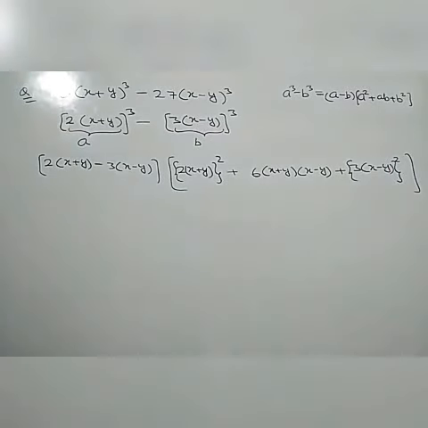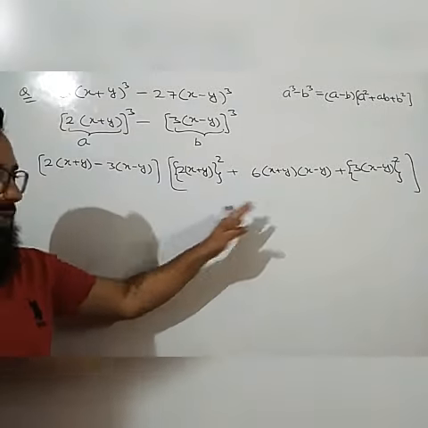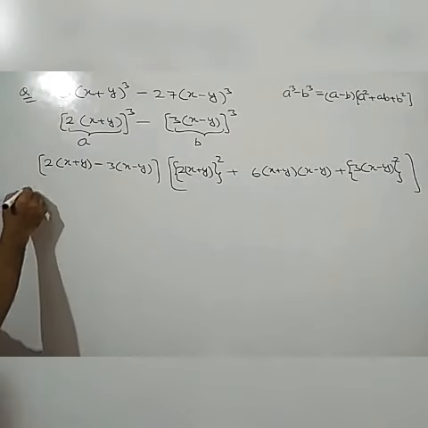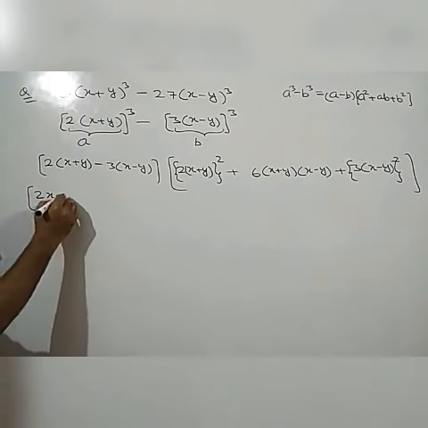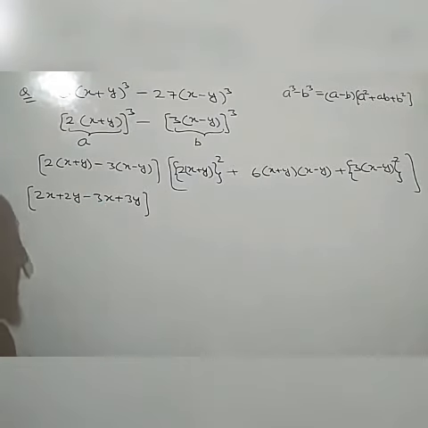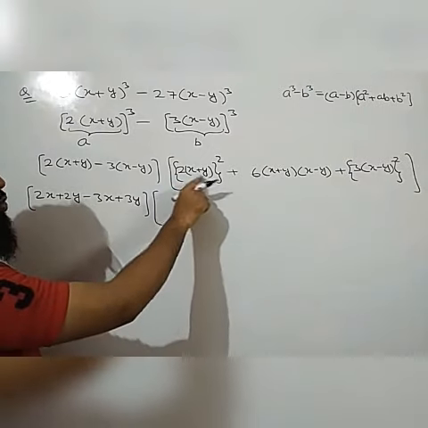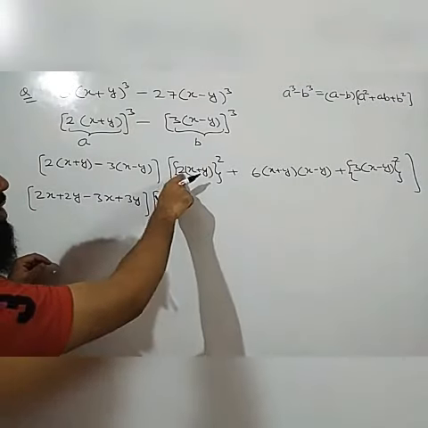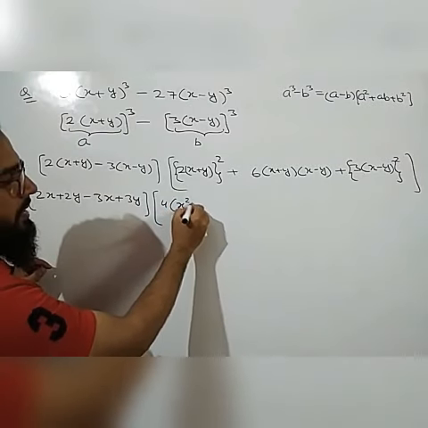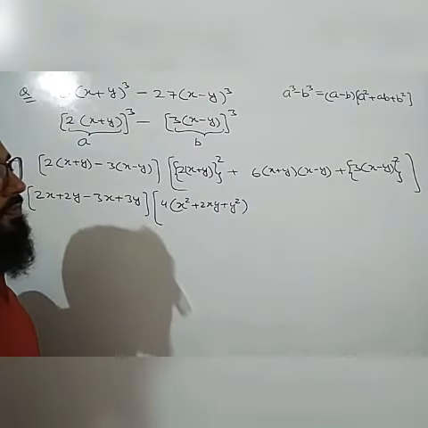Okay. Now we have to solve all these terms very carefully so that there is no mistake in the calculation. So first let us open these brackets. What we will get? It will be 2x plus 2y minus 3x plus 3y in the first bracket. Then in the second bracket, what will be there? It is 2x plus y whole square. So the square of 2 will be 4 and this x plus y whole square can be written as x square plus 2xy plus y square.